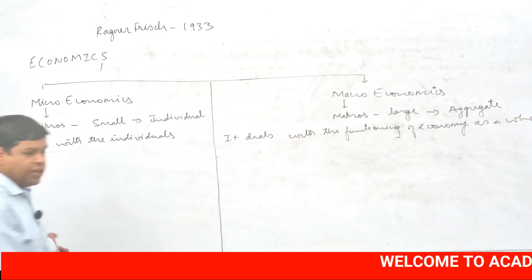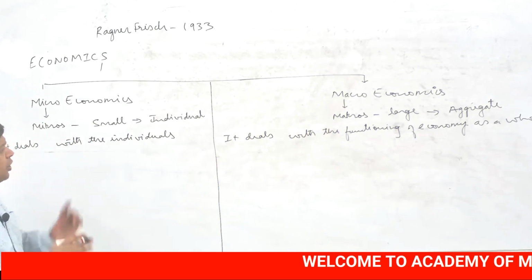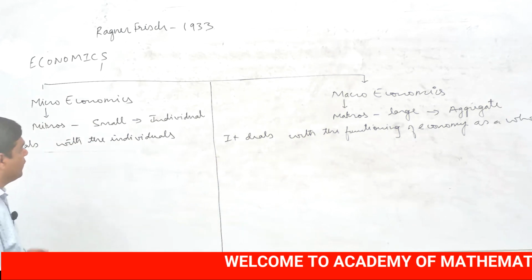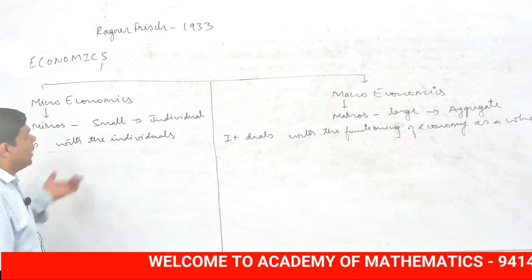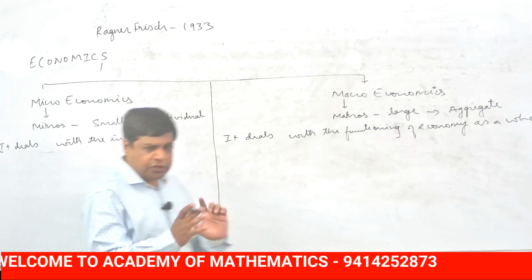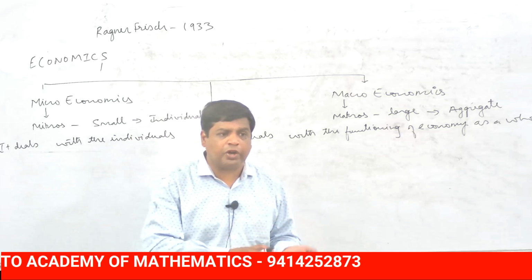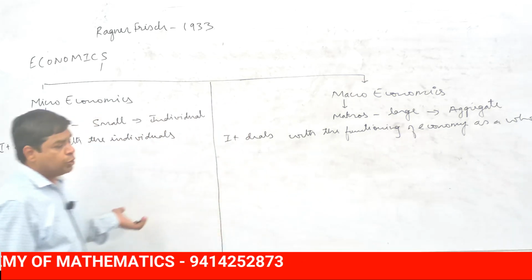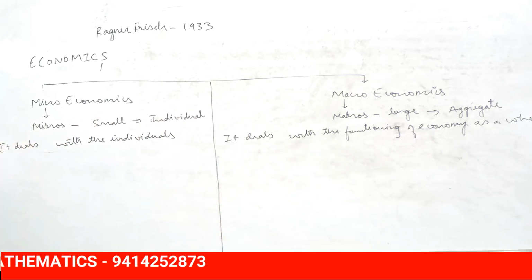Micro deals with, we can say, individuals, and macro deals with the economy as a whole. These are, we can say, the definitions of micro and macro. See, micro and macro are words coined by Ragnar Frisch. The subject matter of economics is broadly divided into two branches, that is micro and macro.